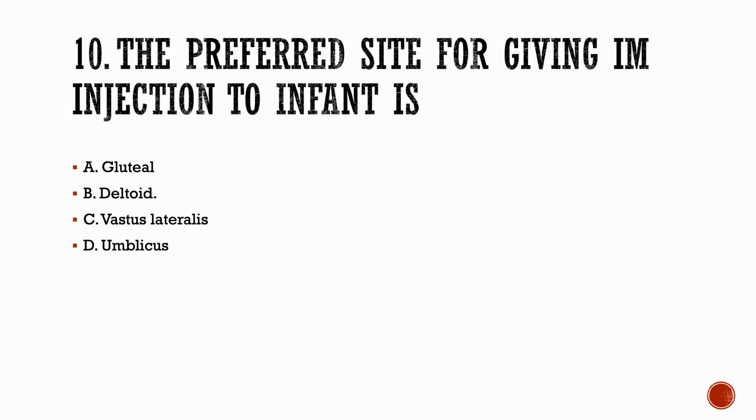The 10th question is, the preferred site for giving IM injection to infant is option A, gluteal. Option B, deltoid. Option C, vastus lateralis. Option D, umbilicus. The answer is option C, vastus lateralis.